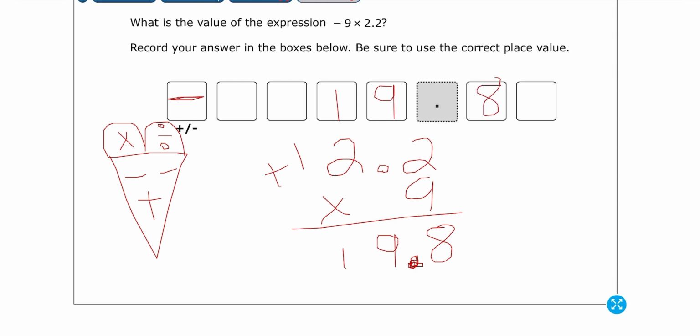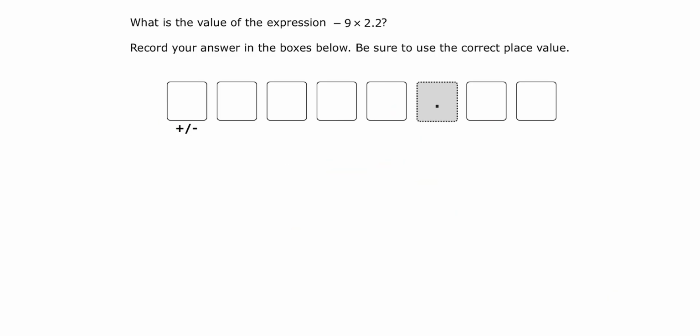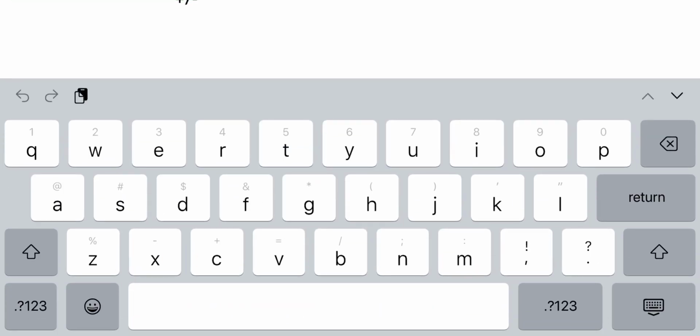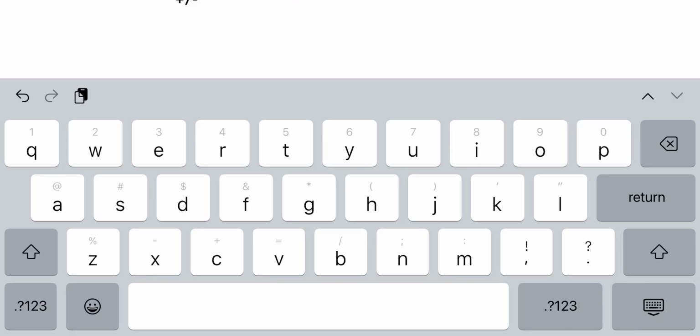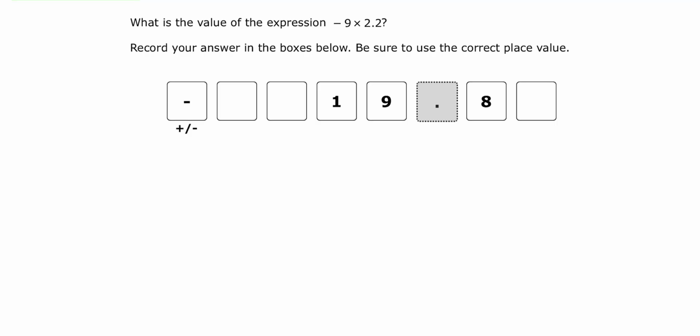And again, please don't forget the negative. Please don't forget the negative, okay? So when you're putting the answer, make sure here you put the negative. Here you put the 1, the 9, and the 8. If you want to put the 0 at the end, you can, but no, you do not have to, okay?